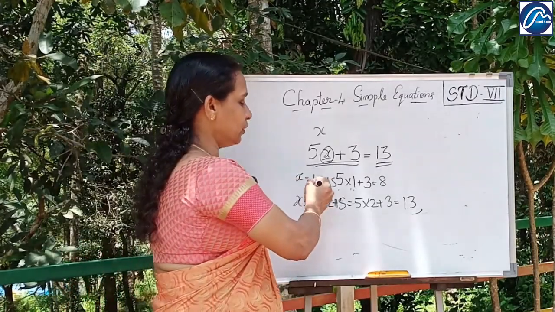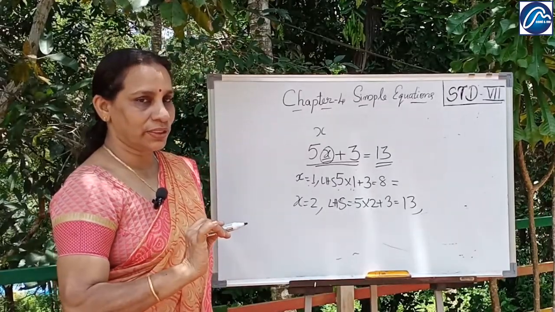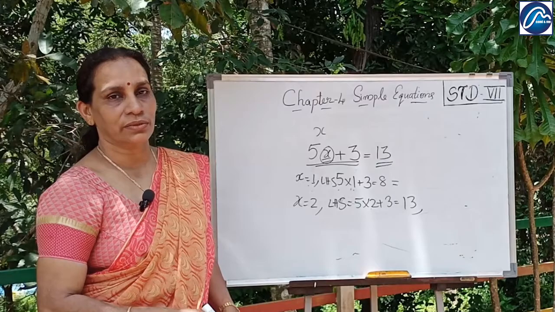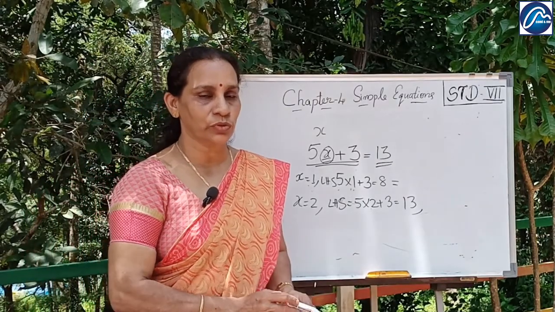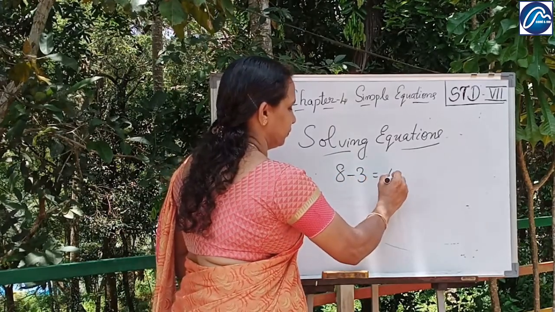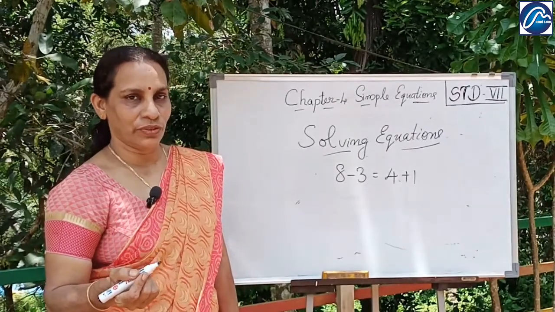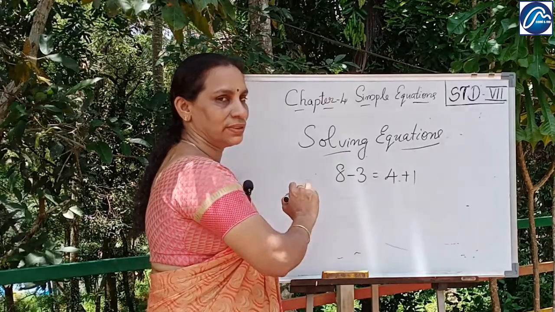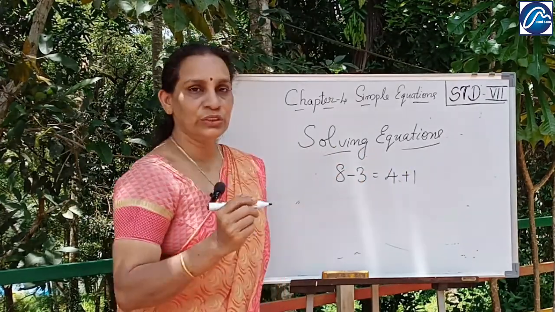So in this equation, x equal to 1 does not satisfy the equation, and x equal to 2 satisfies the equation. So how do we solve an equation? Let me move to that section. 8 minus 3 is equal to 4 plus 1. You know both the answers are 5. This is the left hand side and that is the right hand side. Now we are adding 2 to this number.